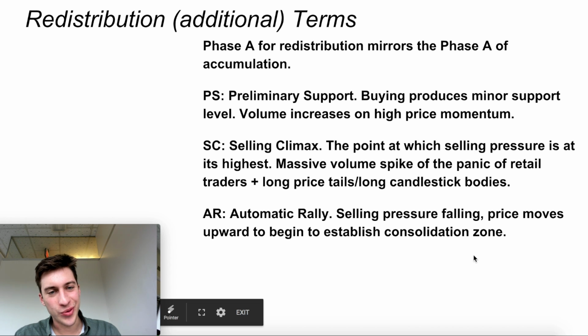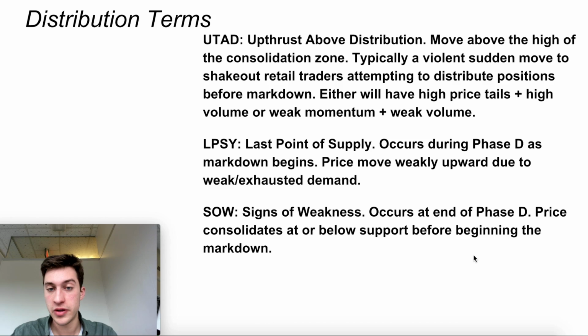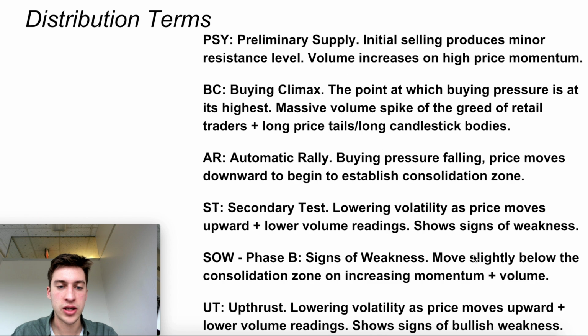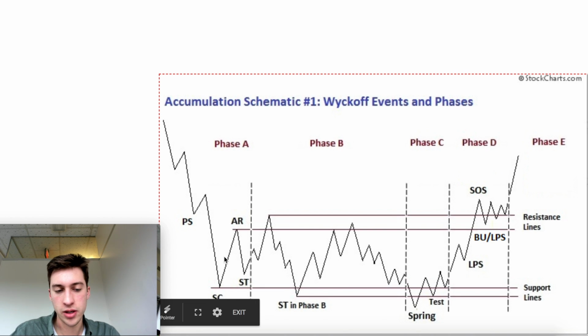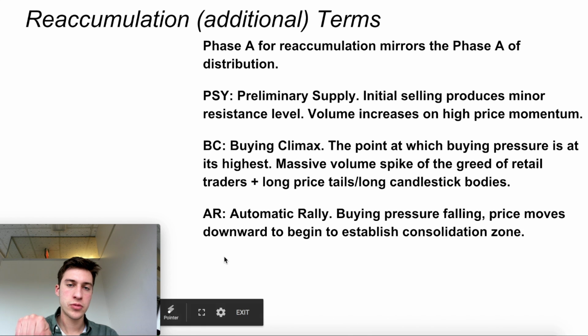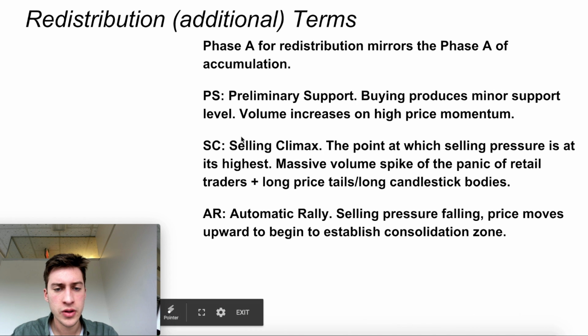Finally, I do have to talk about redistribution, just as I talked about reaccumulation. So redistribution is just going to be the opposite. So phase A for redistribution is just going to mirror phase A of accumulation. So what I mean by that is that if we look at accumulation here, the phase A, right? This phase A would just become the redistribution, price going sideways and then continuing to move down. That is known as redistribution. Again, just same things here, just copy pasted. So you can pause the video and read that if you want to.